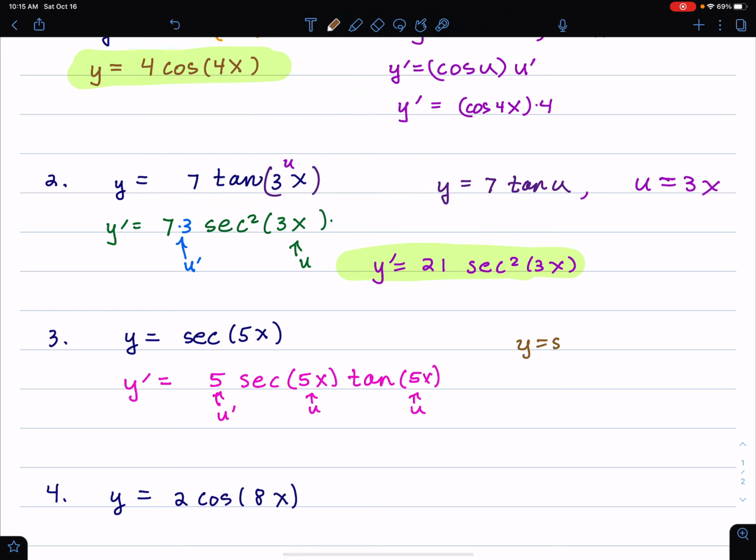Y equals secant u, and then y prime, or dy, well, let's just write y prime. Y prime is secant u tangent u all times u prime, but u is equal to 5x, so u prime is equal to 5. So I'll put the 5 way in front again.